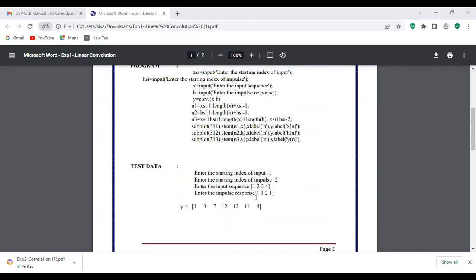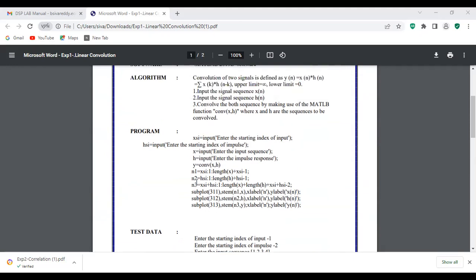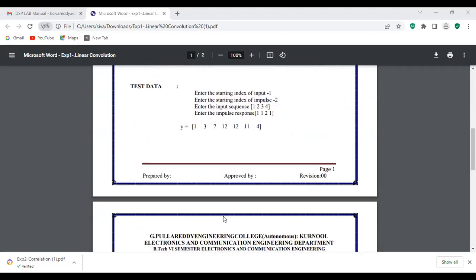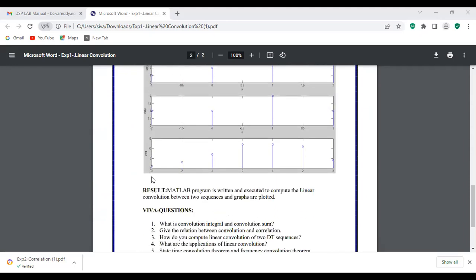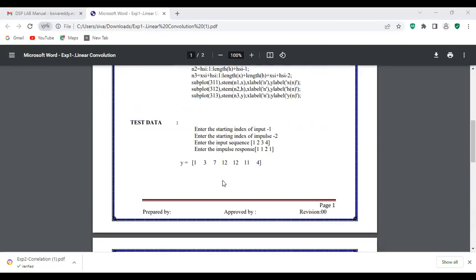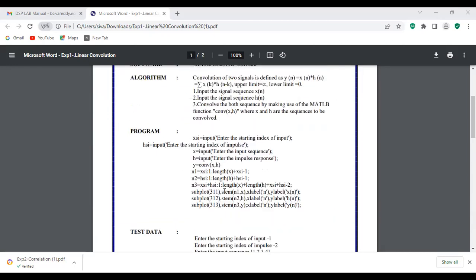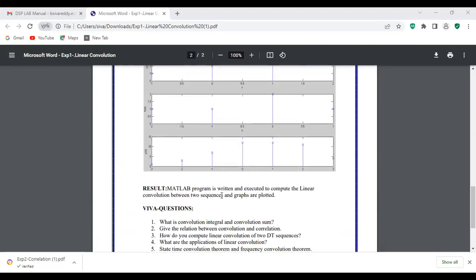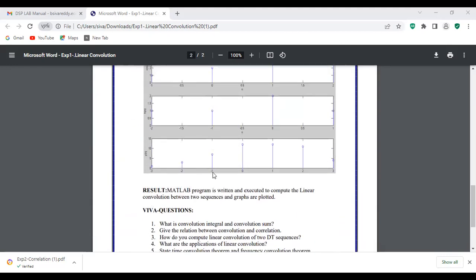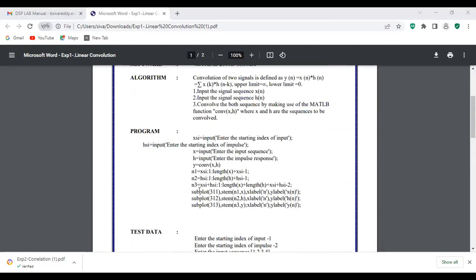So that is the information. Here we have n1, n2, and n3. n3 is nothing but the index for the output y. Substituting xsi, hsi, length of h, and xsi plus hsi, we get -3 to 3. -3 plus 1, the increment being 1, gives -2. Next, -1, 0, 1, 2, 3. So these are n1, n2, n3.